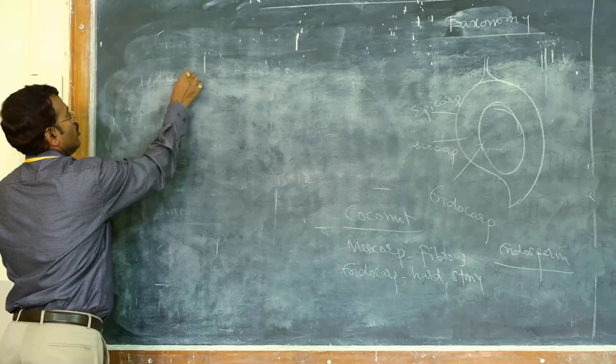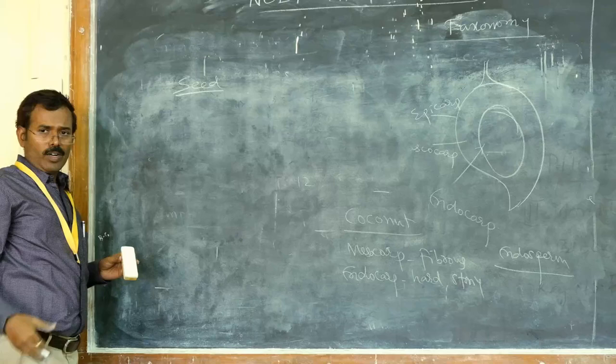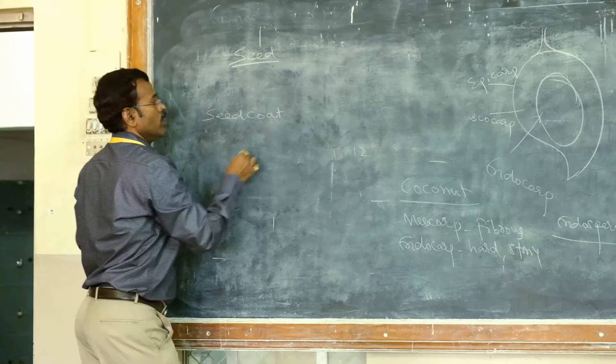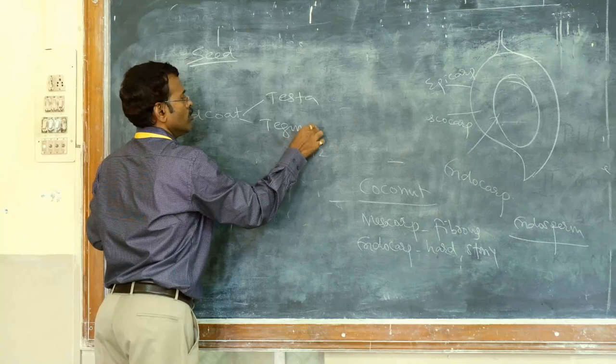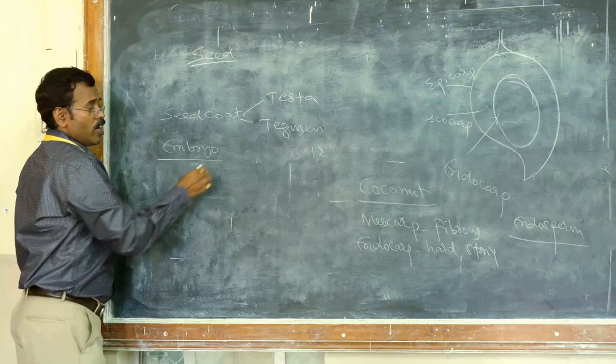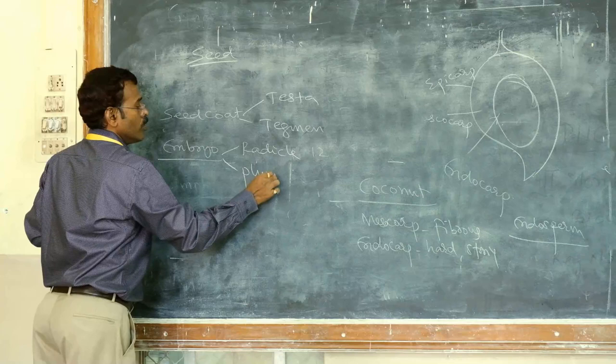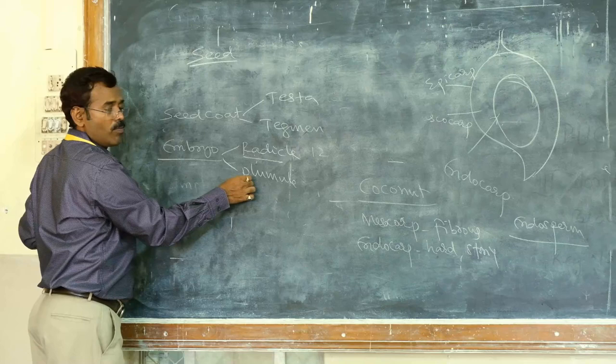Next is the seed. Seed is the fertilized ovule or a ripened ovule. The seed has a seed coat, outer testa and inner tegmen, and it has a very important part, the embryo. The embryo contains radicle and plumule. The radicle forms the root system on germination and the plumule forms the shoot system on germination.